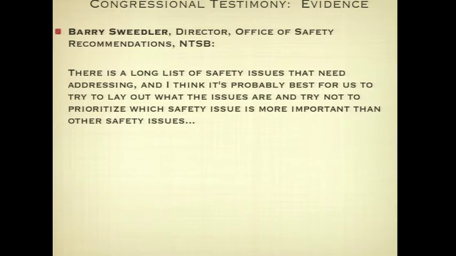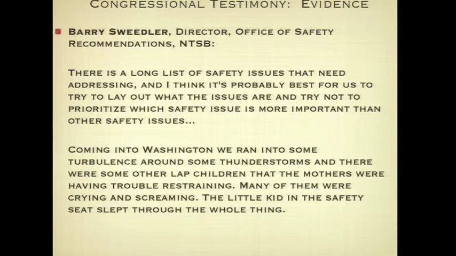And he says, there's a long list of safety issues that need addressing. And I think it's probably best for us to try to lay out what the issues are and try not to prioritize which safety issue is more important than other safety issues. Coming to Washington, and then he starts a story, which is really compelling.